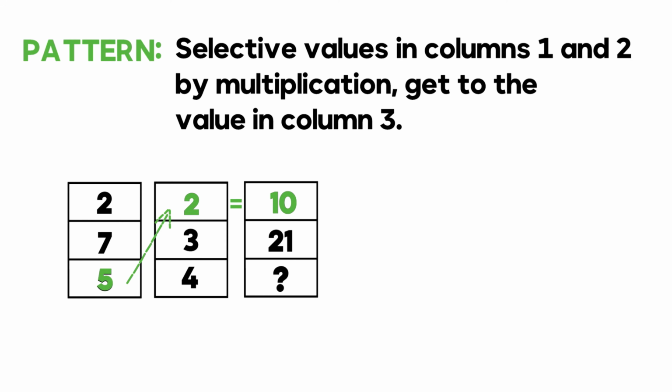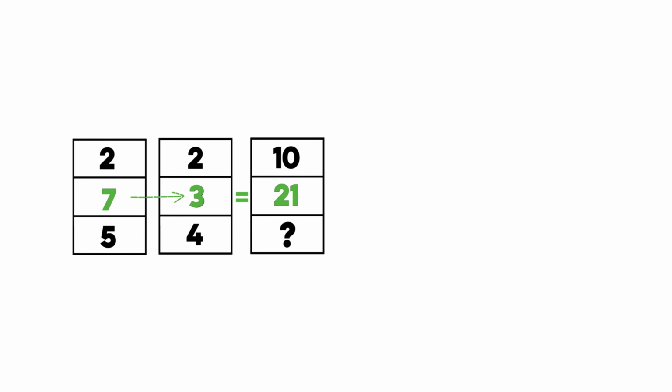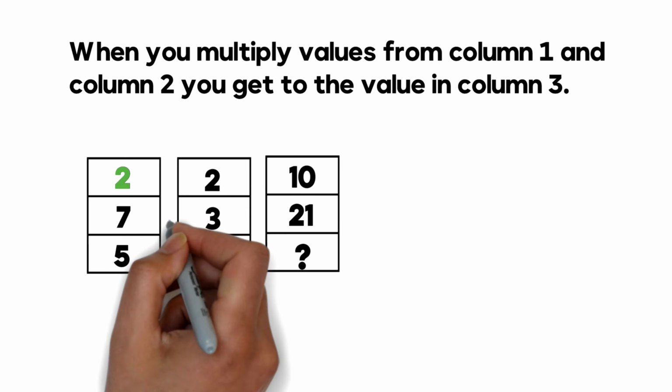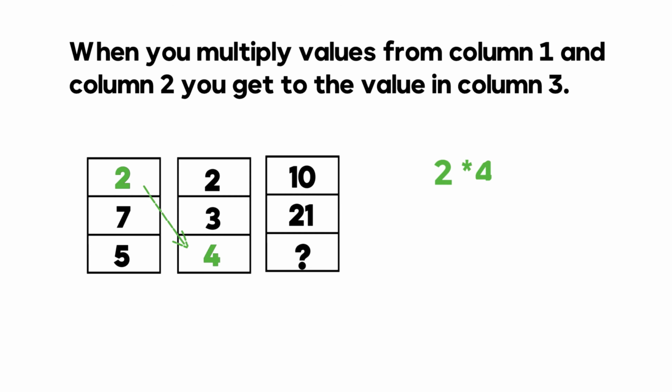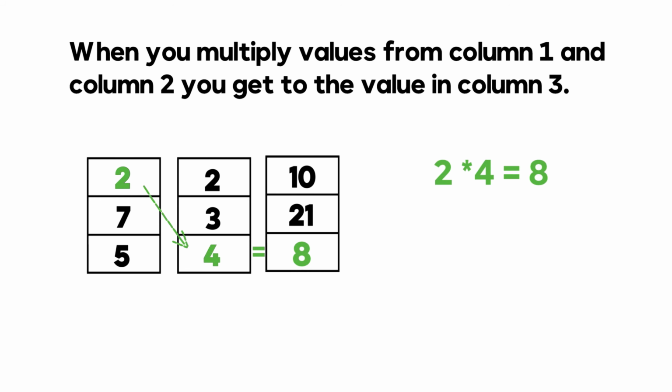If we multiply 5 by 2, we get the value of 10. For the second set of values, represented by the middle row, 7 multiplied by 3 equals 21. So the missing value here can be calculated by multiplying 2 by 4, and the end result is equal to 8. So the correct answer to this problem is choice A, 8.